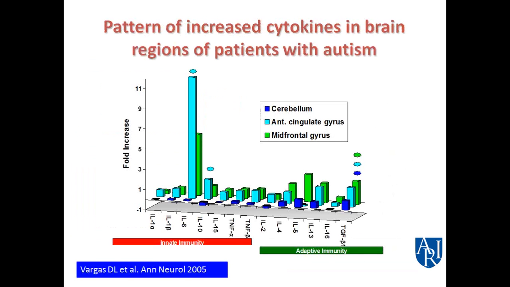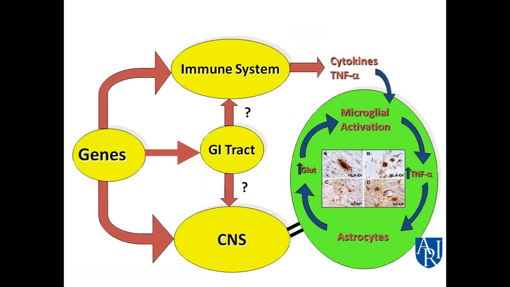And along with that, we found a pattern of increased cytokines and chemokines in these different brain regions. Here is IL-6, an important pro-inflammatory cytokine, but also TGF-beta and others that are anti-inflammatory. So it wasn't just pro-inflammatory, but we also found evidence for anti-inflammatory cytokines. We also found a similar pattern in the spinal fluid.